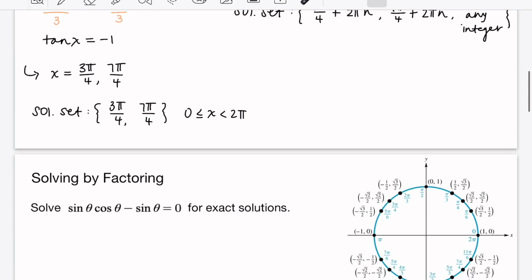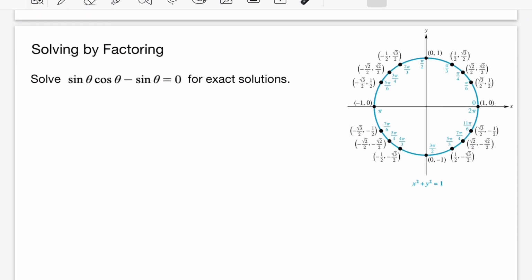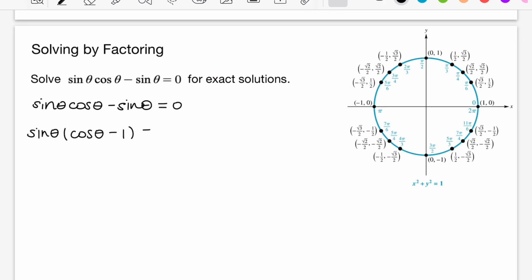Alright, so let's look at another method here. This method is solving by factoring. So we'll illustrate this with an example here. We want to find the exact solutions for this equation. We'll just write it out again here. So we have sine theta cosine theta minus sine theta is going to be equal to 0. As you can see, both of these terms here have a sine theta in them, so we can pull that guy out. And so we get this here.